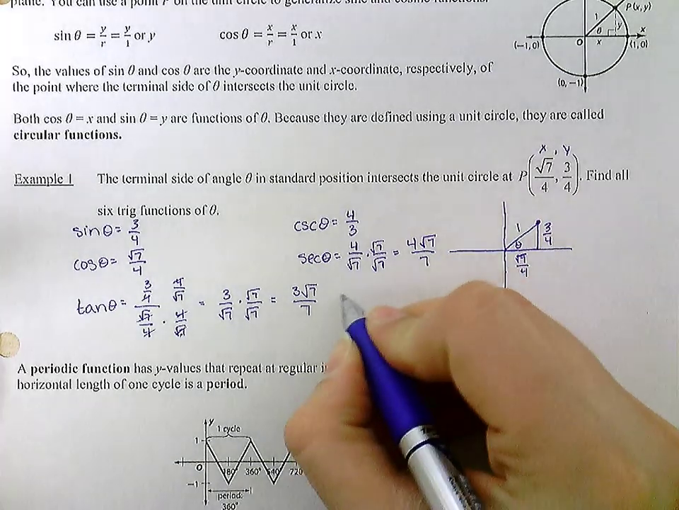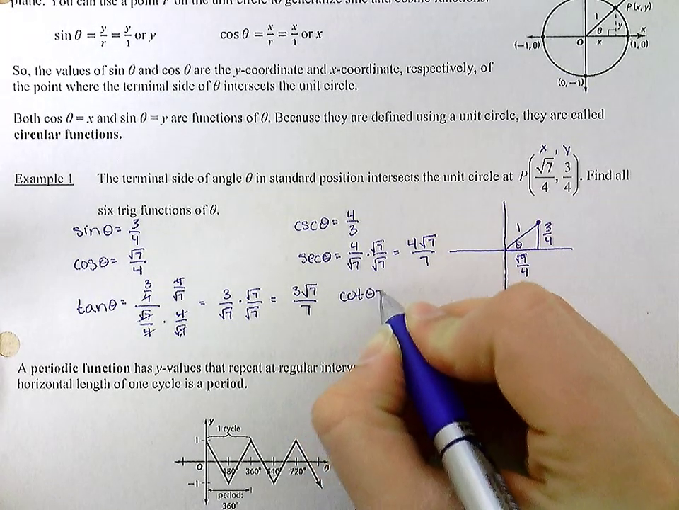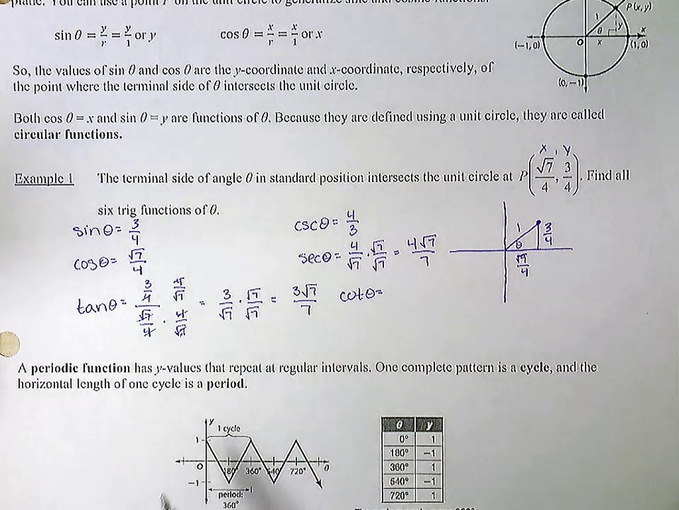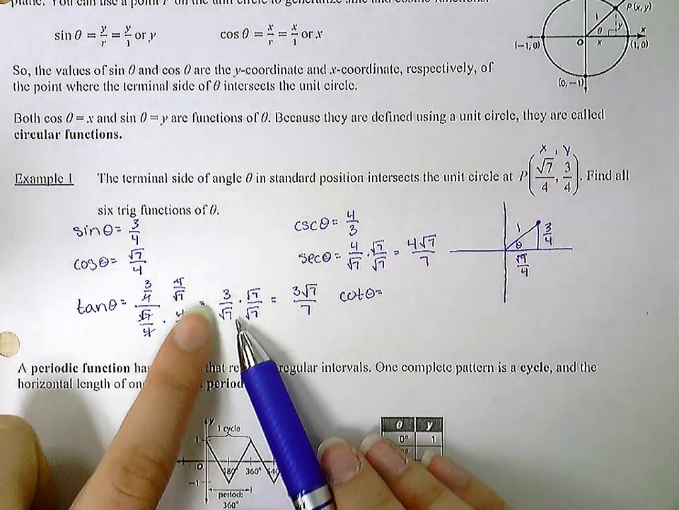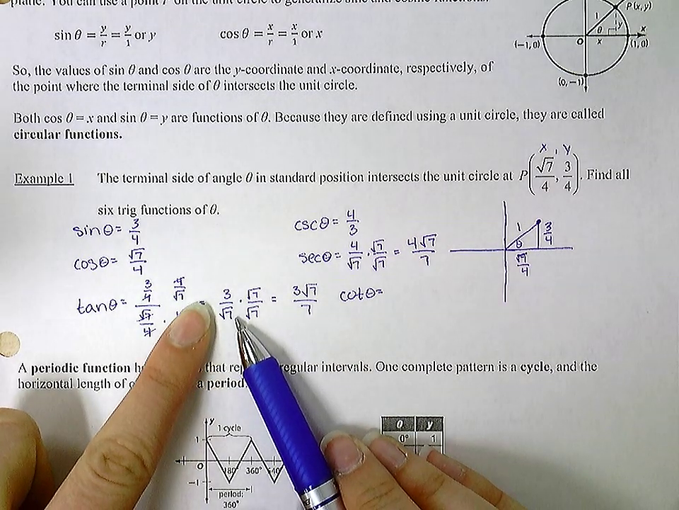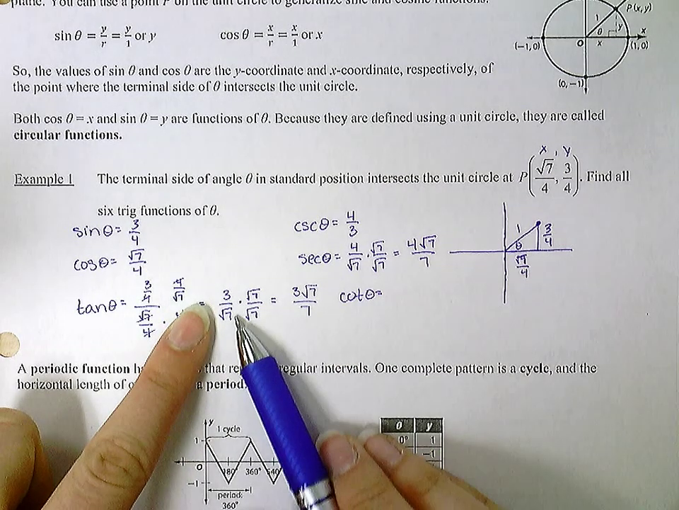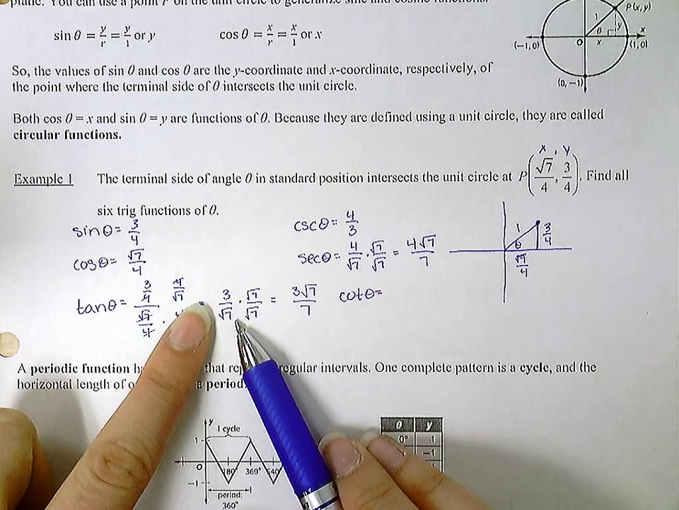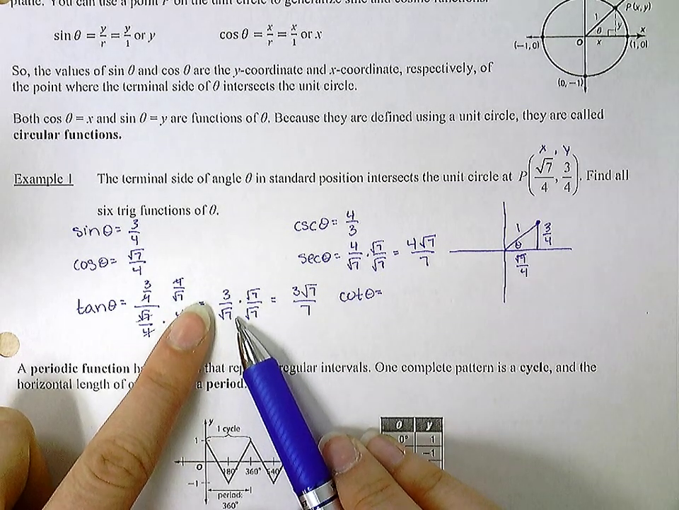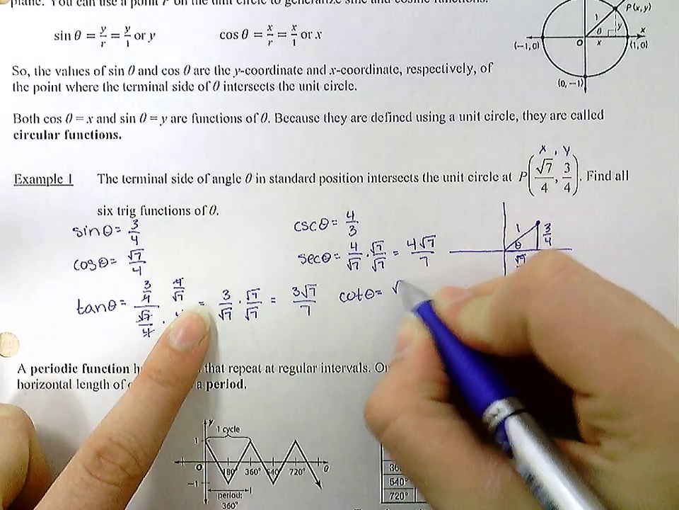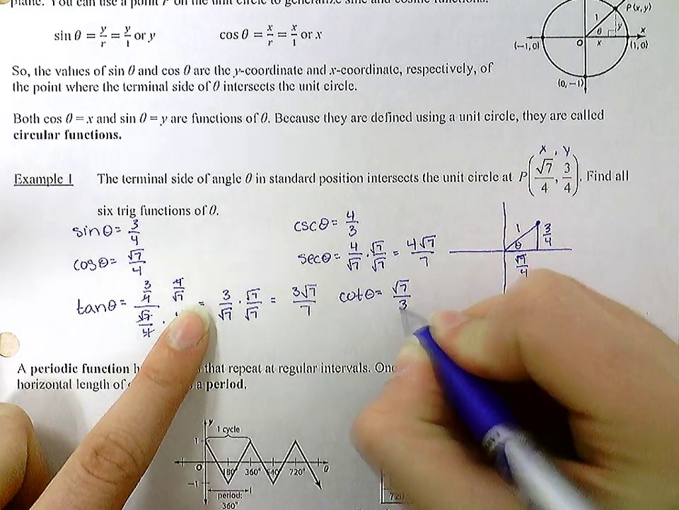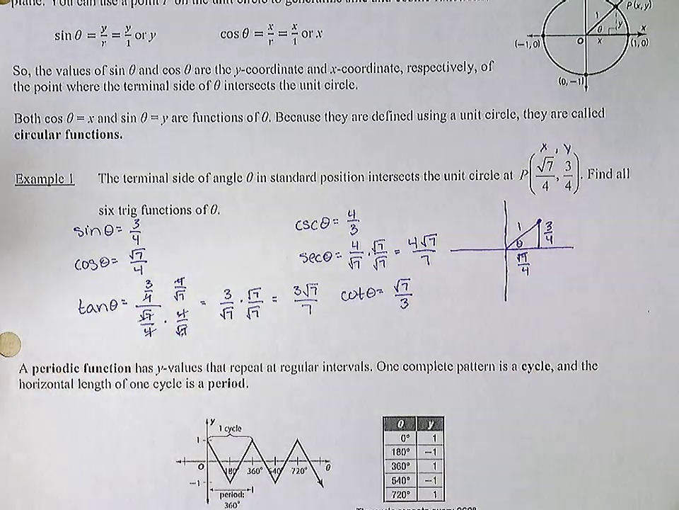And then the last one is cotangent of theta. I'm going to look at the tangent that I got, 3 over square root of 7, and take the reciprocal of that answer. That way I don't have to simplify again. So my reciprocal would be square root of 7 over 3. So those would be my 6 trig functions using the unit circle.